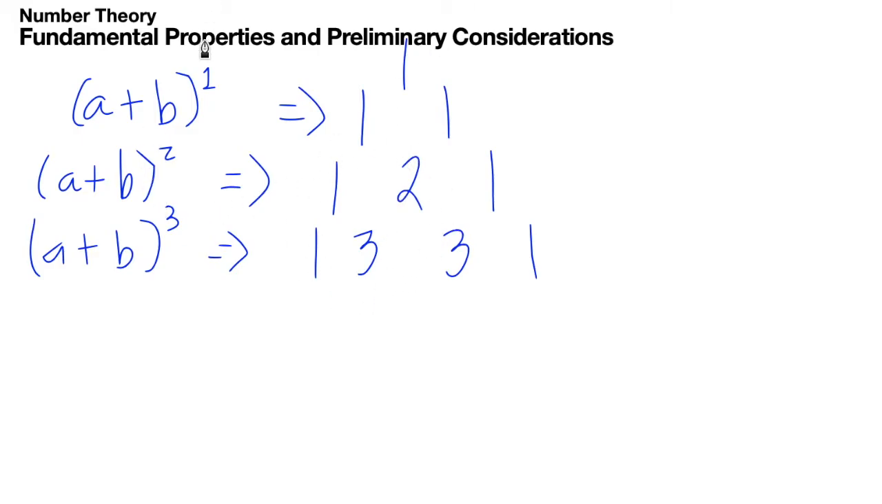So if we're going to continue, of course, this is for a plus b raised to 0. Any number raised to 0 is 1. That's why the answer here is 1.